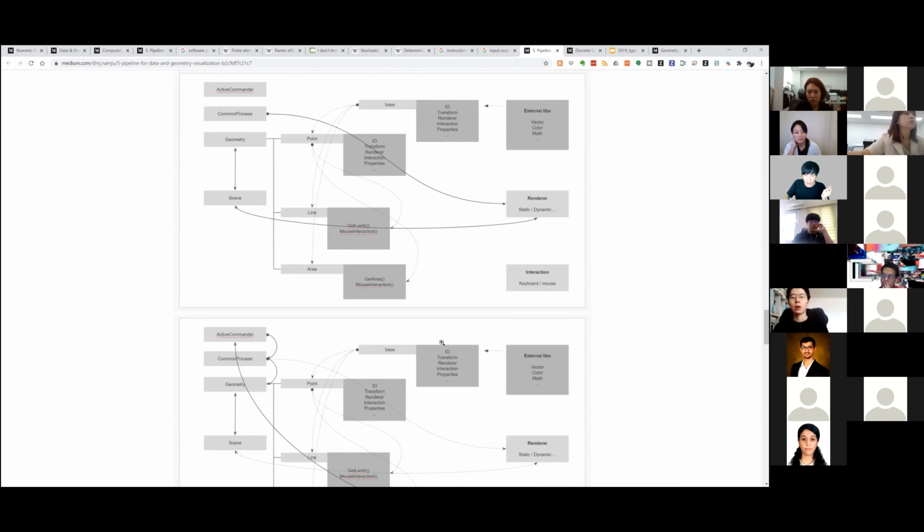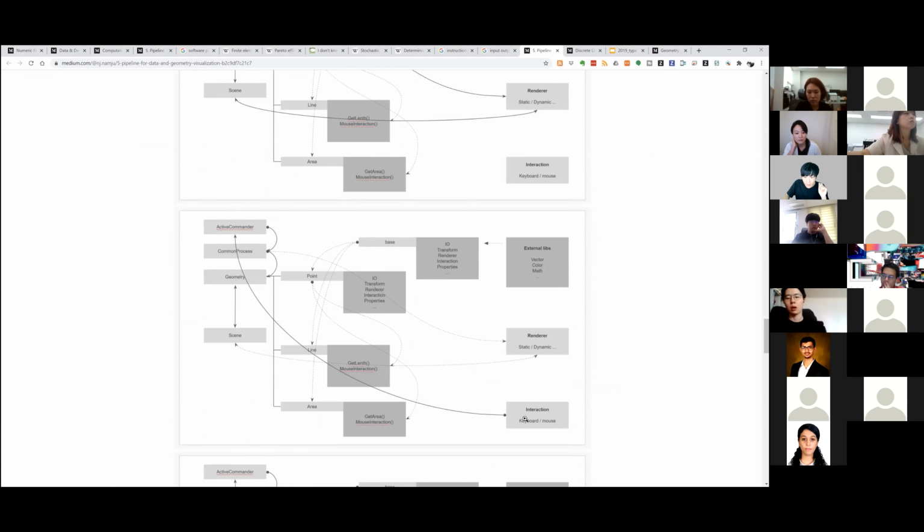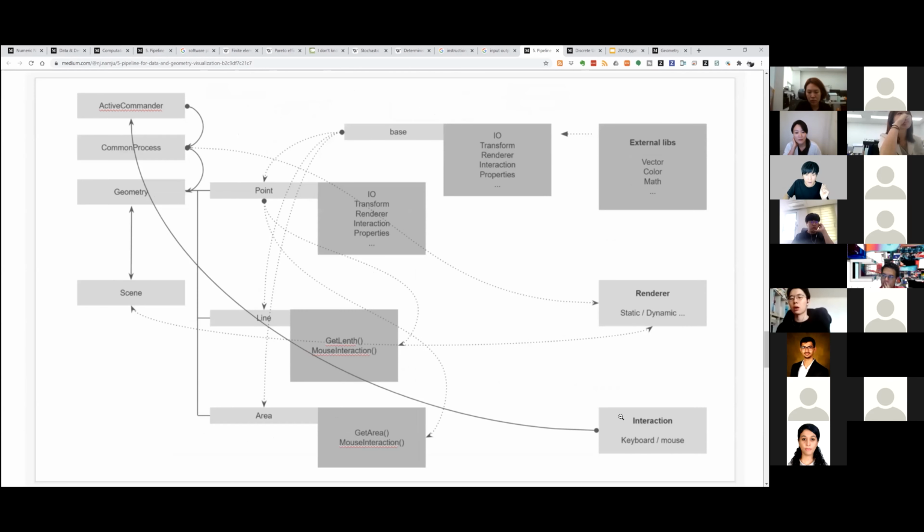So for example, if you act, right, because you want to control something, as I said, I'm not going to directly control the point or line or node or network. This data goes to the active command flow first. And the active command is smartly sorting and figuring out what's going on. And then it passes to the command process. The command process is like a command center, right? And then it directly manipulates the geometry.